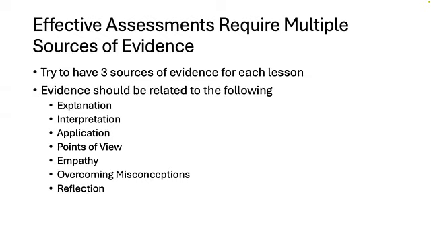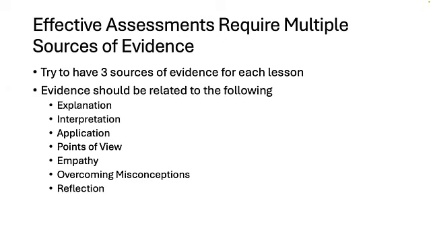Effective assessments require multiple sources of evidence. Try to have at least 3 sources of evidence for each lesson. And that could be informal checking for checking in progress. That can mean a test or a quiz. That could be a performance task. Evidence should be related to the following.